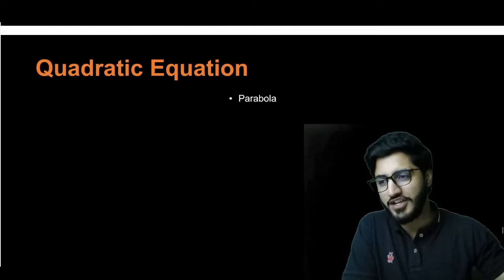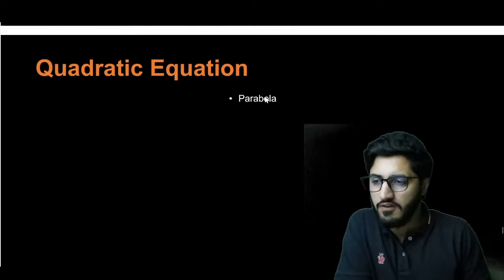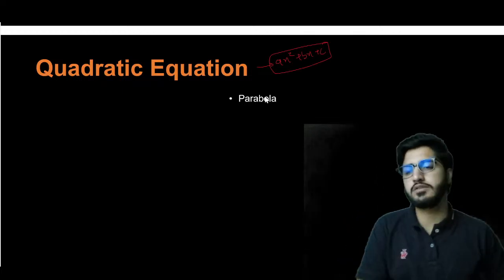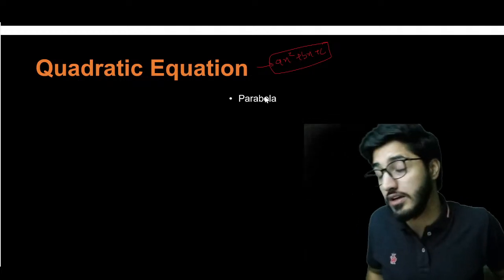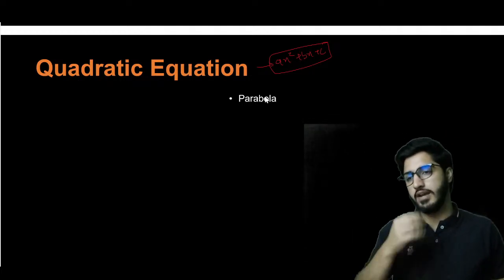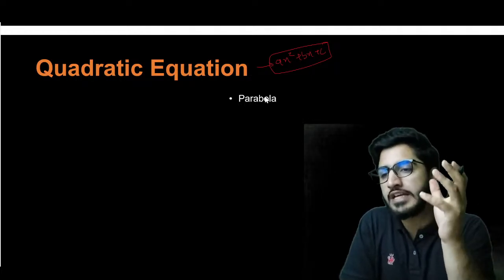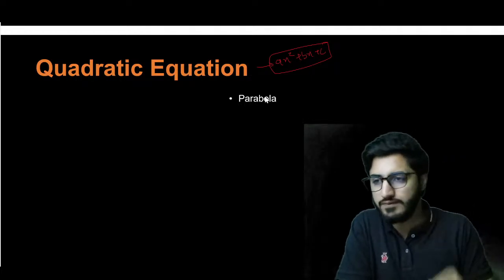Now we are having quadratic equations. Firstly, we are having parabola. So quadratic equation is ax square plus bx plus c. If we are having something like this, we can call it a quadratic equation. Highest power 2 we are having. Now parabola, that means the graph of the quadratic equation is a parabolic graph.